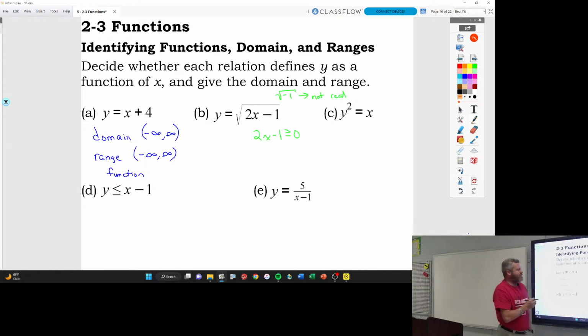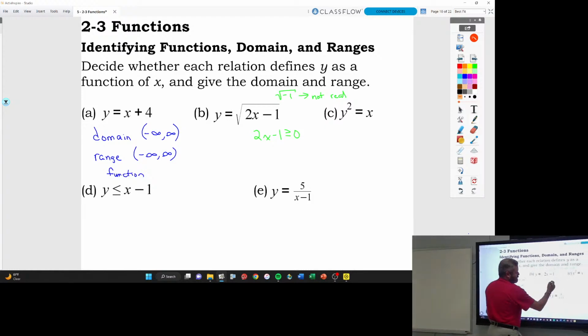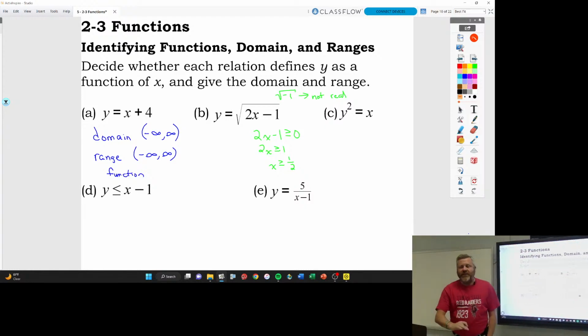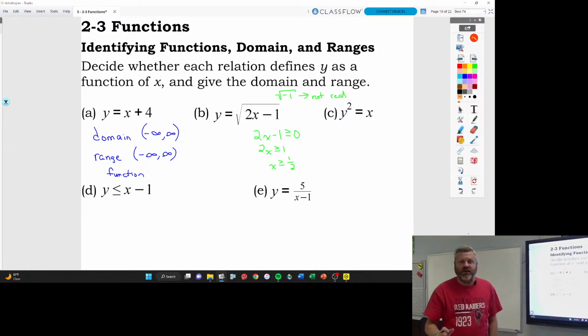And so to solve this for x, I'm going to add 1 to both sides. So 2x is greater than or equal to 1. Divide both sides by 2. X is greater than or equal to 1/2. So x can be anything as long as it's greater than or equal to 1/2.